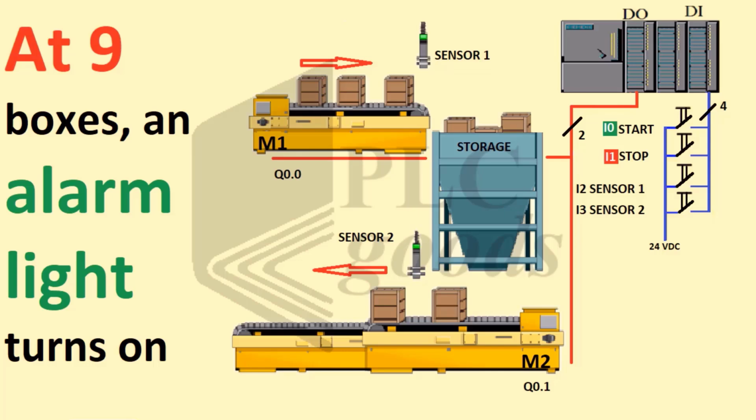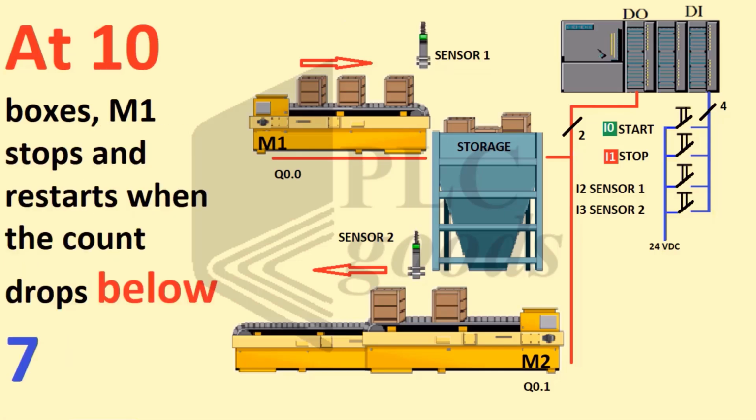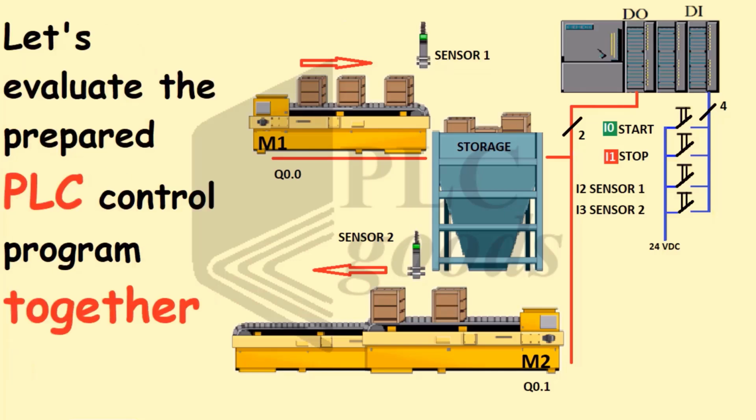When the content of boxes in the storage area reaches 9, an alarm light turns on. And when the number reaches 10 boxes, M1 stops and restarts when the count drops below 7. And now, let's evaluate the prepared PLC control program together.